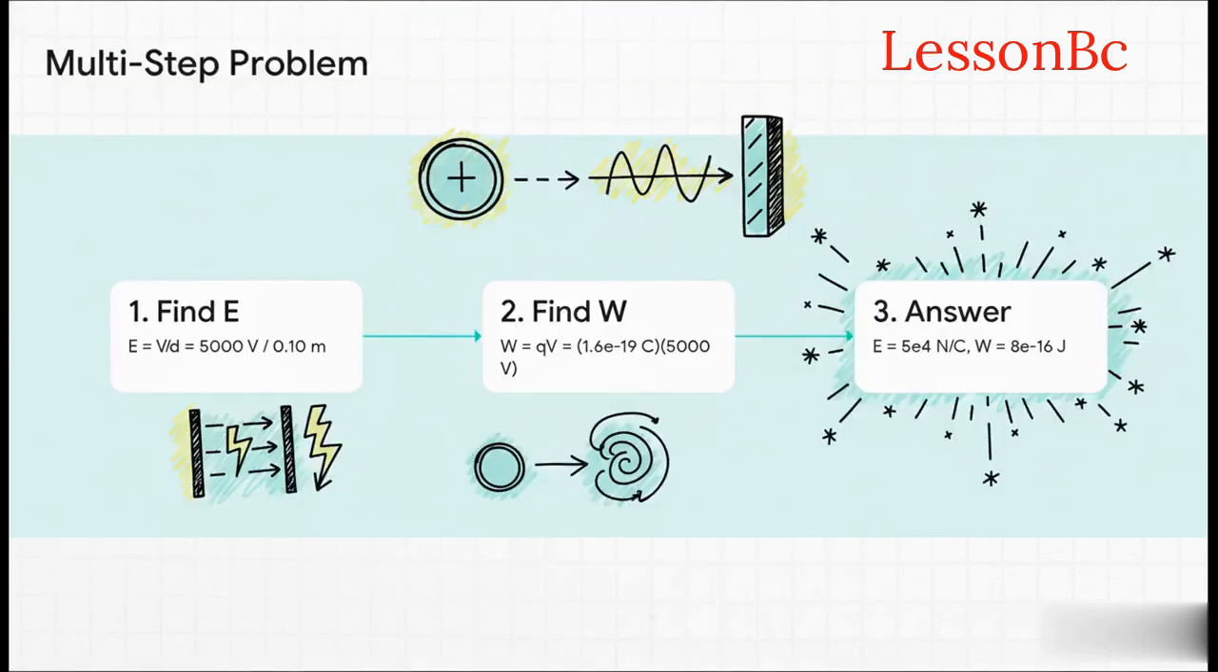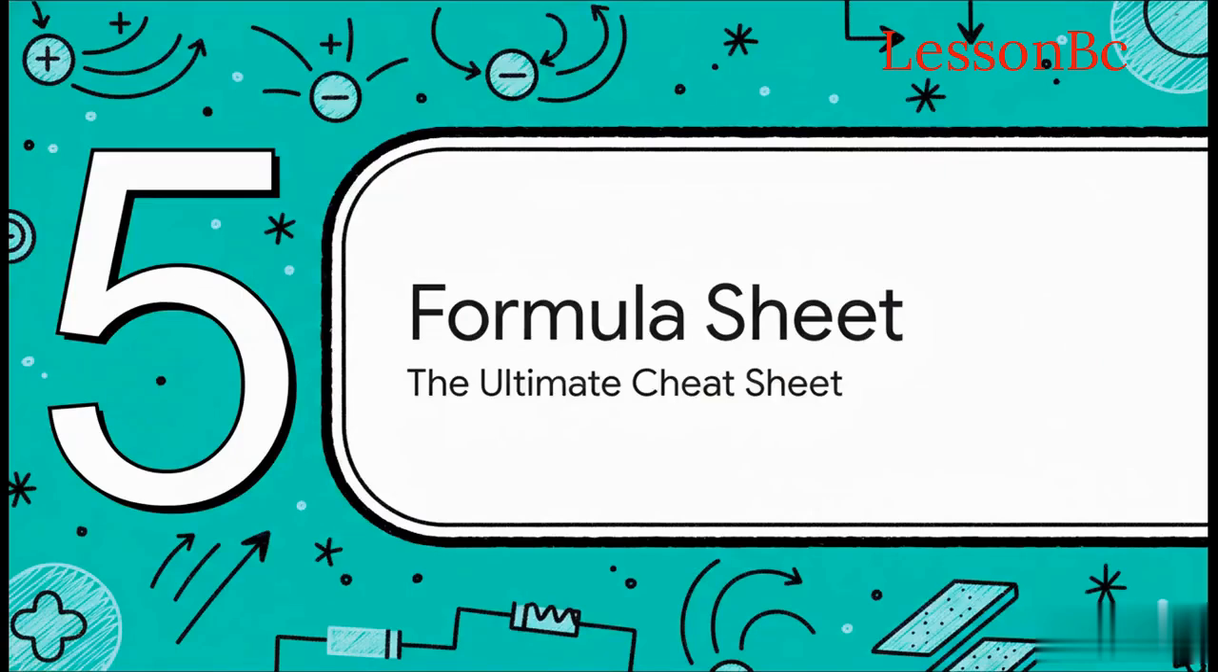And here it is, a classic two-parter. A proton gets accelerated by 5,000 volts over 10 centimeters. Step 1, find the field. We use our bridge, E equals V over d. But watch your units. We have to convert 10 centimeters to 0.1 meters. That gives us 50,000 volts per meter. Done. Now for the work. That's even easier. W equals Q times V. We just need the charge of a proton and the voltage they gave us. That gets us 8.0 times 10 to the minus 16 joules. And we've cracked it.